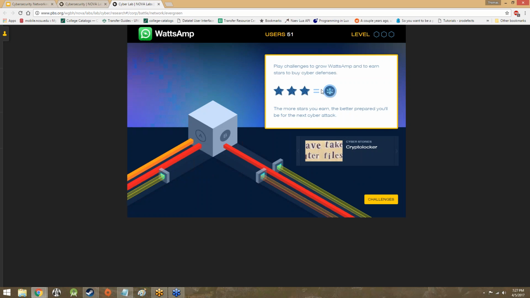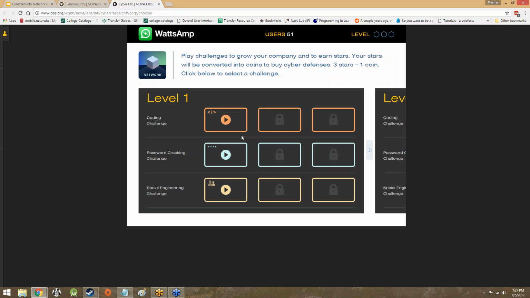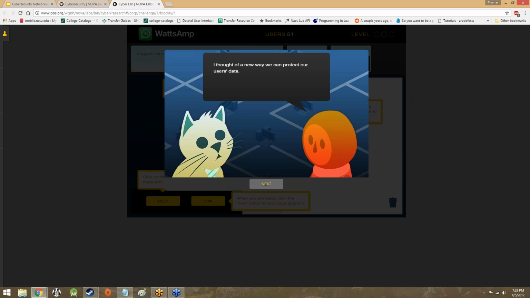So now you can play challenges in order to earn more coins, so you can better protect your website. And these are just a whole bunch of different types of challenges, which will also teach you different computer science, not really concepts, but they get you exposed to these things and thinking like a computer scientist.